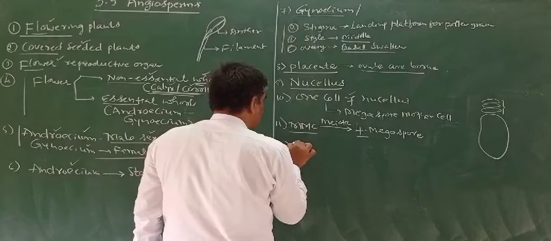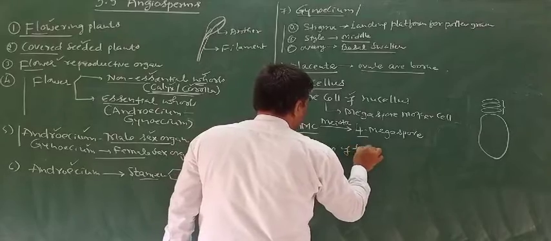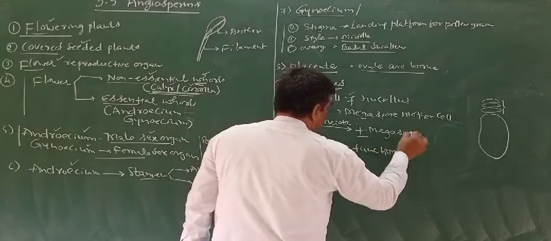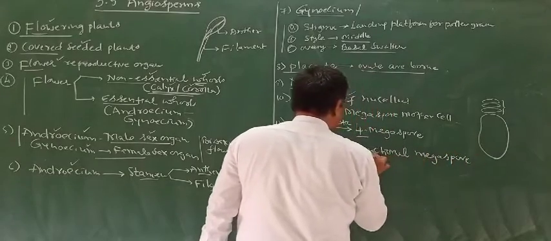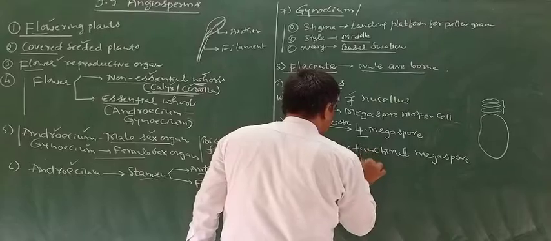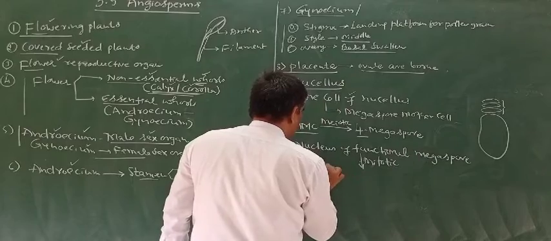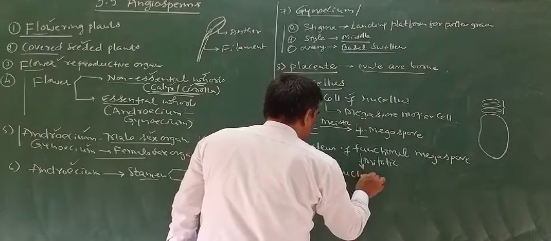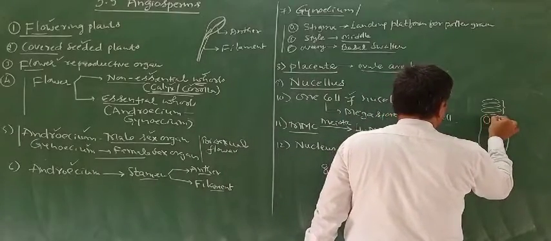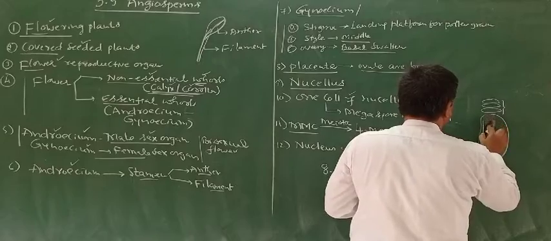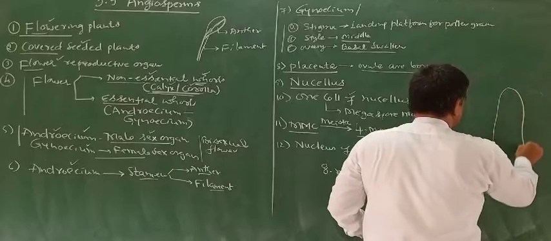The nucleus of the functional megaspore undergoes sequential mitotic division. It undergoes mitotic division, so there is a formation of 8 nuclei. Formation of 8 nuclei takes place here. Out of which, 3 nuclei are present towards one pole. So in this way, 3 nuclei will be present at one pole.